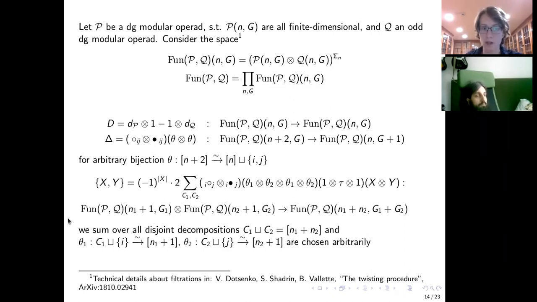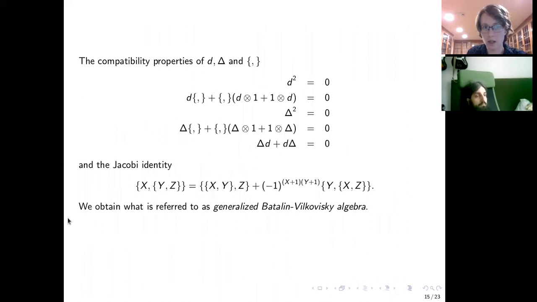So then I have these three things, and as one can check, there is this compatibility. So D will be really the differential. Maybe here should be the big D. Yeah, the big D. There is some compatibility between the differential and the bracket. The Laplacian squares to 0, and there is some compatibility between the Laplacian and the bracket and the differential. And also the bracket satisfies a graded Jacobi identity. And what one gets, and this was already done before by others, one gets the generalized Batalin-Vilkovisky algebra.